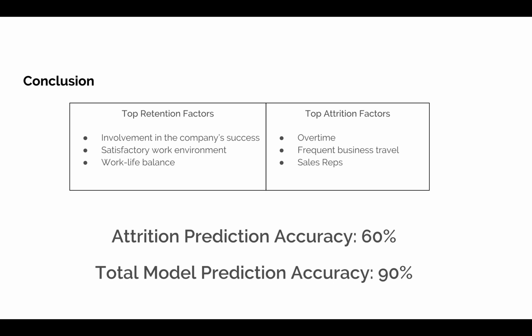And then for sales reps, we'll take a look at what it is about that position that causes higher turnover. As far as accuracy goes, overall accuracy, determining yes and no, we were about 90% accurate. And of the employees that did leave, we were about 60% accurate in determining from the data and predicting whether those employees would have left or not. And we can talk more about that with HR.